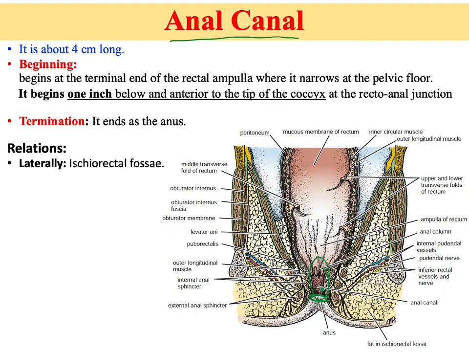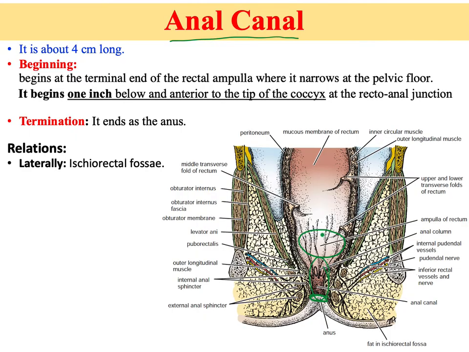So again, this is the anal canal that starts. Where did it start from? This is the rectum, and the terminal part of the rectum is the rectal ampulla. Here is the dilated part. We mentioned in the lecture previously that the rectum ends 1 inch below and anterior to the tip of the coccyx.